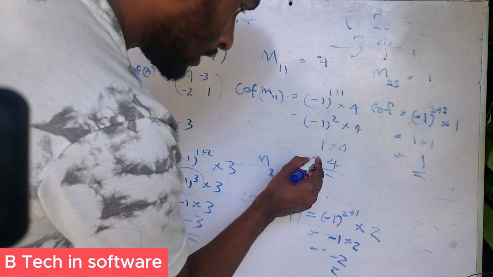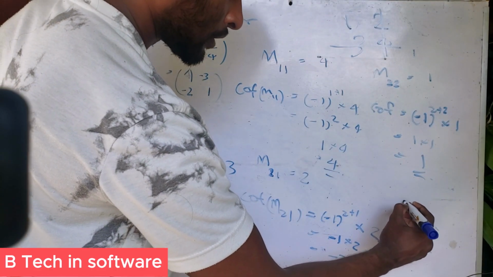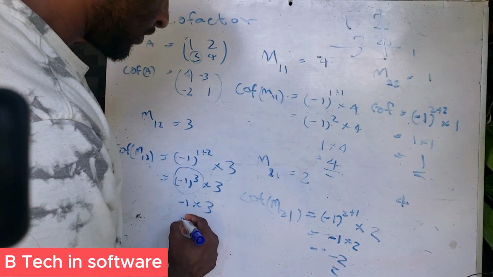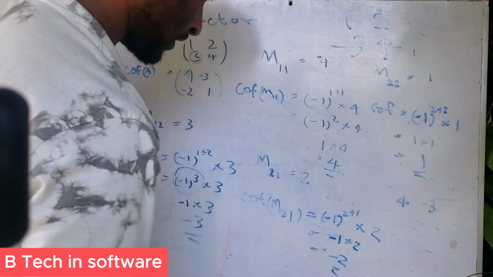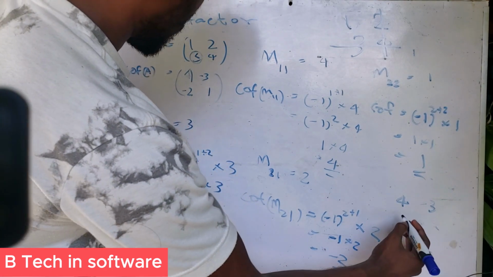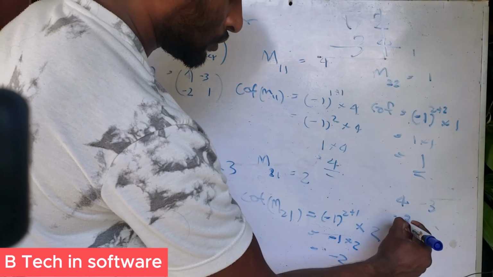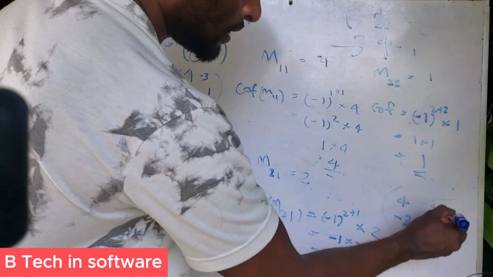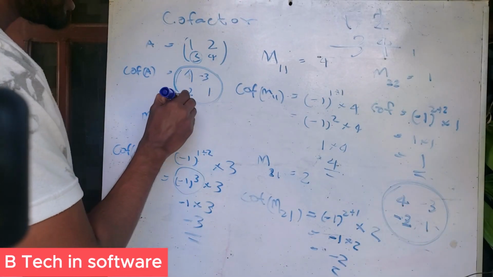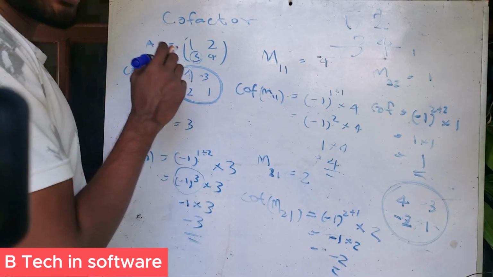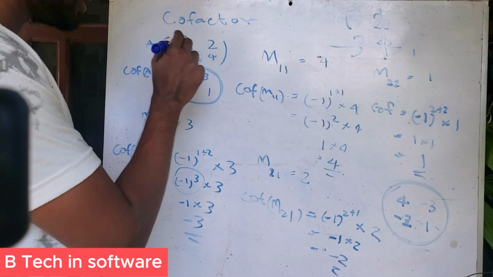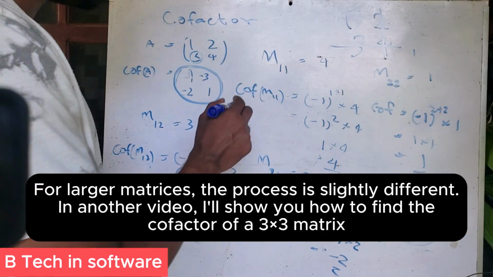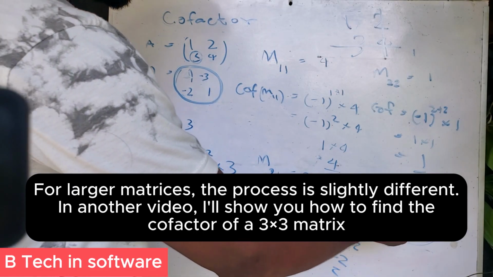Now you can see this is the first element cofactor, 4. This is the second element cofactor, minus 3. This is the third element cofactor, minus 2. This is the fourth element cofactor, 1. Now you can see this is the output we are getting by using the short method. Now if it is a 2 by 2 matrix, you can use the short method to find the cofactor without doing this whole thing. If it is a 3 by 3 matrix, you need to find all those things, and finally you will get this value.